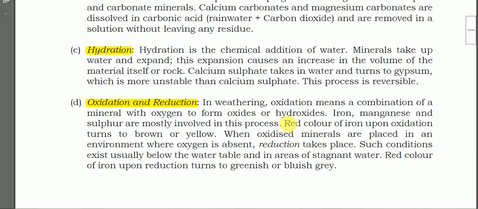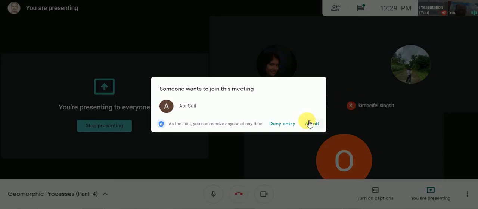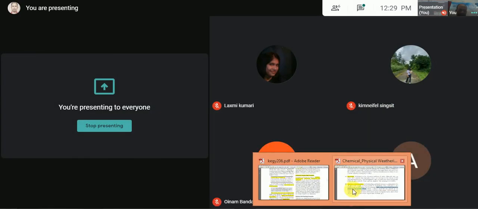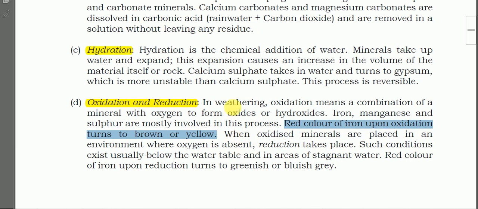See here, the red color of iron upon oxidation turns into brown or yellow. When a piece of iron contacts with oxygen, there will be a chemical reaction, and that process is known as oxidation. Because of that, the mineral or the piece of rock will be broken grain by grain. So you will observe that red color of iron upon oxidation turns into brown or yellow.